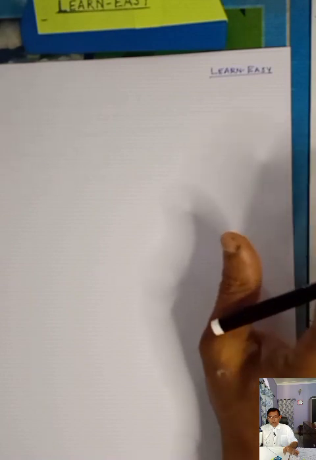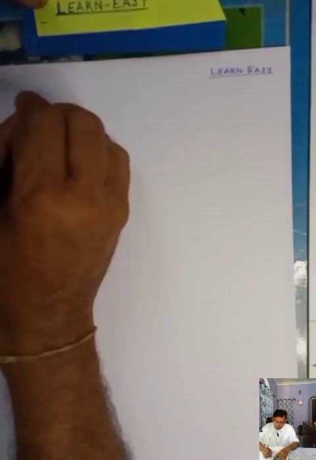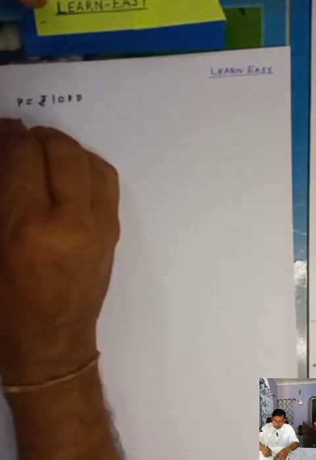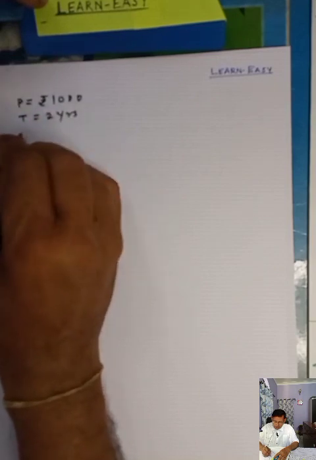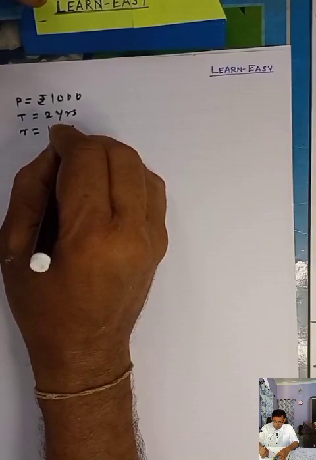To make you understand a complete picture of compound interest, let me proceed with an example. Let principal be rupees 1000, time is equal to 2 years, rate of interest is equal to 10% per annum.